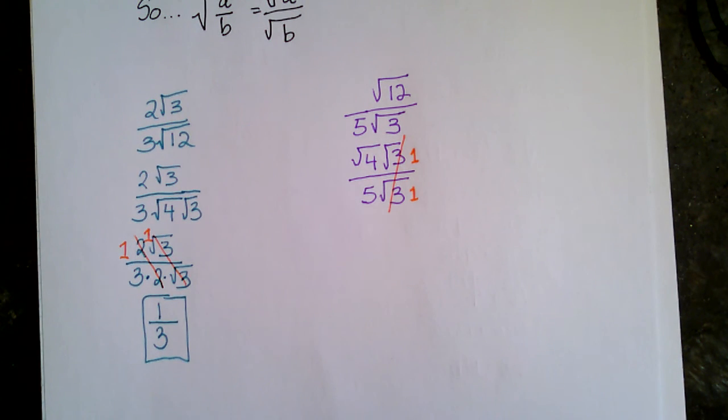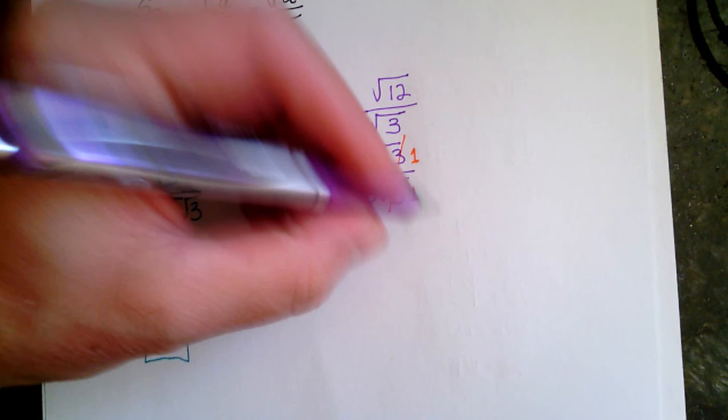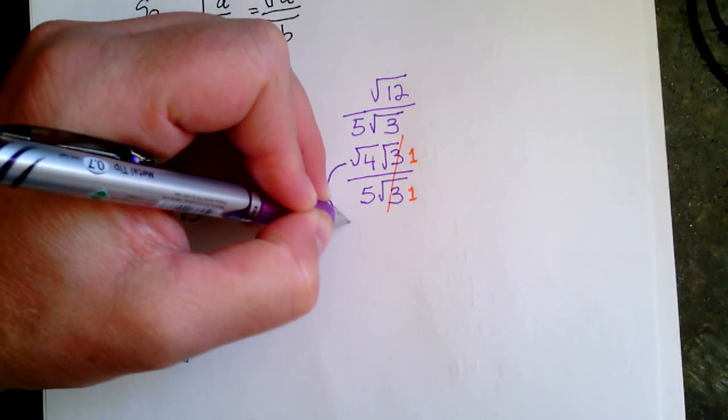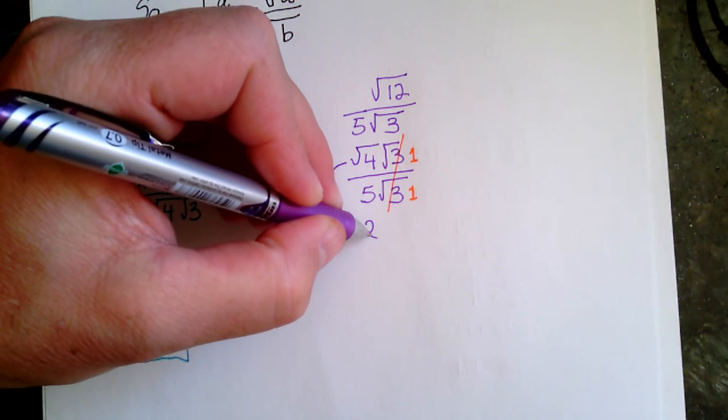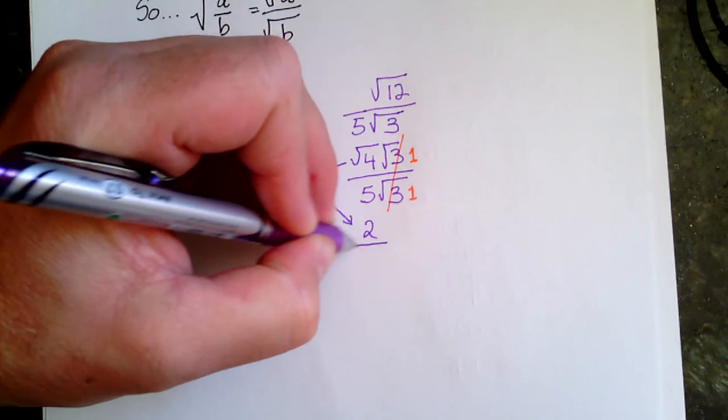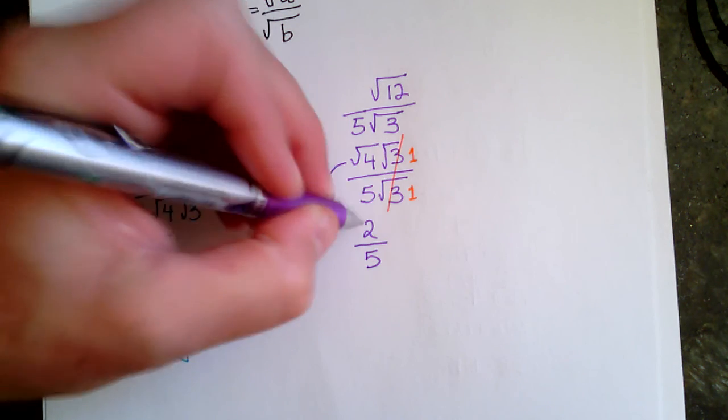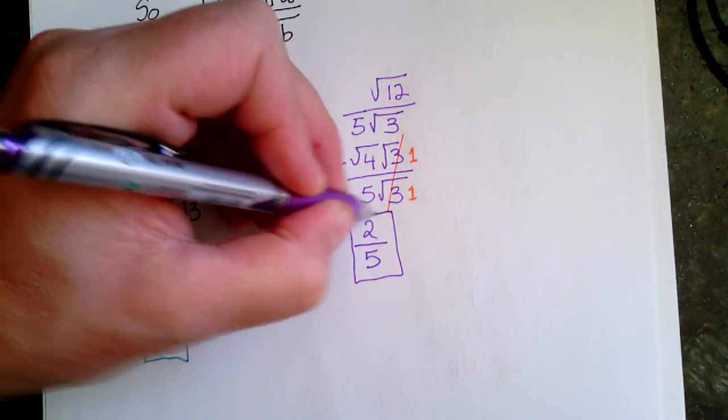And then I'm also going to rewrite this 4. Now, I'll draw a little arrow here. 4 becomes 2. 2 times 1 is just 2. 5 stays in the denominator. And 5 times 1 is 5. So my solution is 2 over 5.